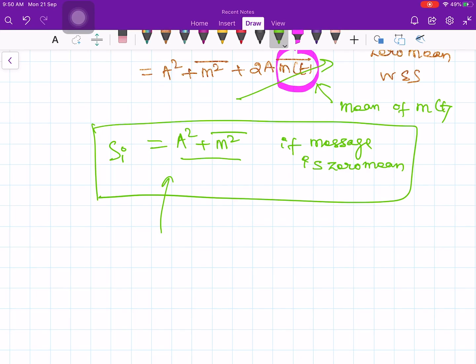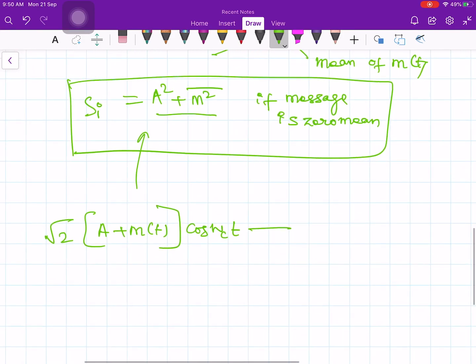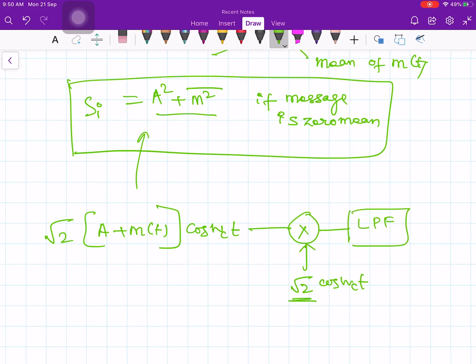Now what is your demodulation process? Your signal root 2 times [A plus m of t] cos of omega ct is given to the envelope detector. Envelope detector means you have the multiplier. Again, let me put a root 2 times cos of omega ct. This root 2 is simply a constant to simplify the analysis. Even if you don't put that root 2, no problem, you will get the same result, and put the output of the filter.